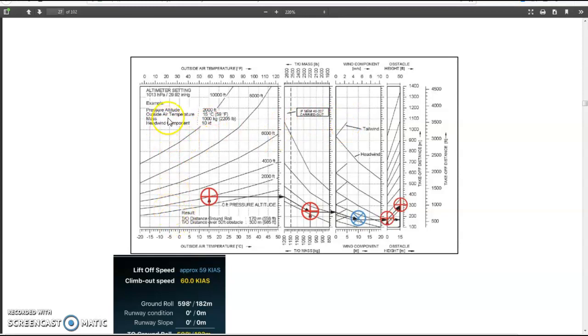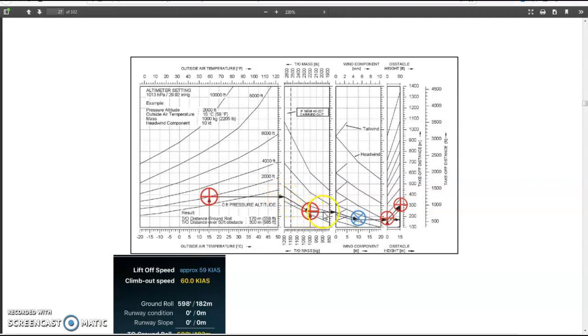Now, in this case, the pressure altitude is 2,000, so we go to the 2,000-foot line. The outside air temperature is 15, so we come to the 15-degree line. So from 15 degrees, we come to the 2,000-foot pressure altitude. Once we get to the 2,000-foot pressure altitude, we go straight across to the weight. Well, what is the weight of the aircraft? It's 2,200 pounds, or in this case, 1,000 kgs. So we come down to the 2,205 kgs. So from here, we come straight down to the 22.5.